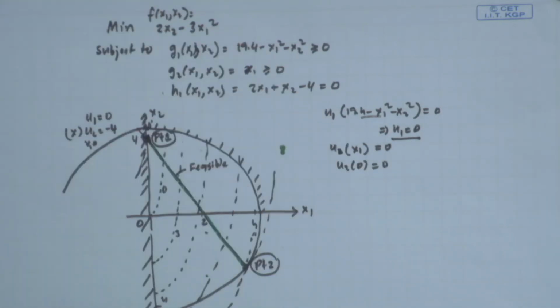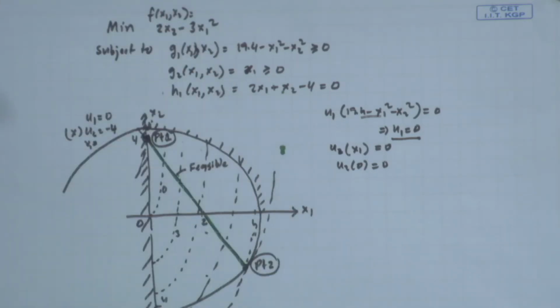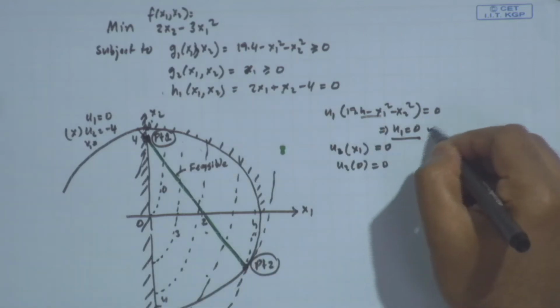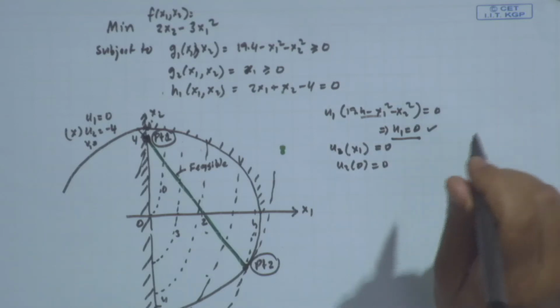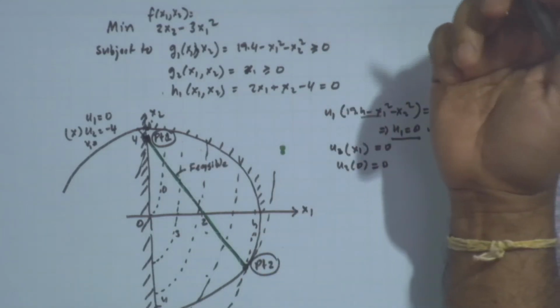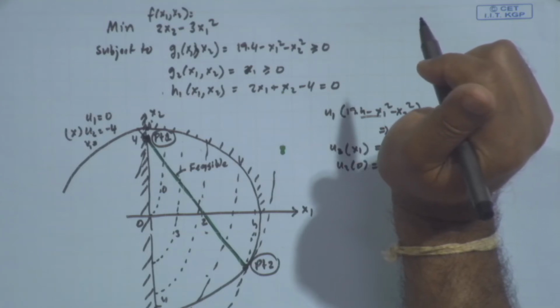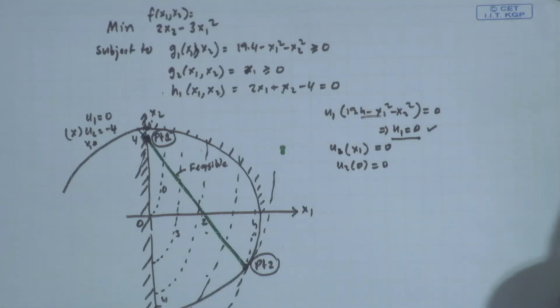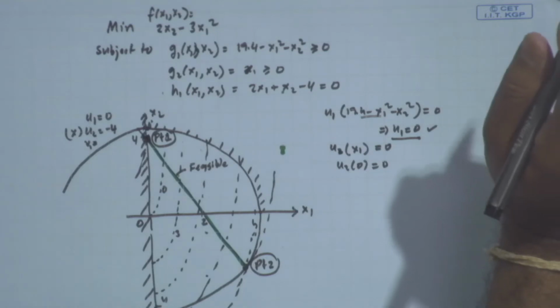Can you now find U2? Some people are finding minus 4, but I'm asking those who couldn't do yet. Because now you got this information that U1 is equal to 0. So any constraint that is inactive at the point, the corresponding U has to be 0. Right? How about you there? You are working? You are finding? Yeah? Okay.